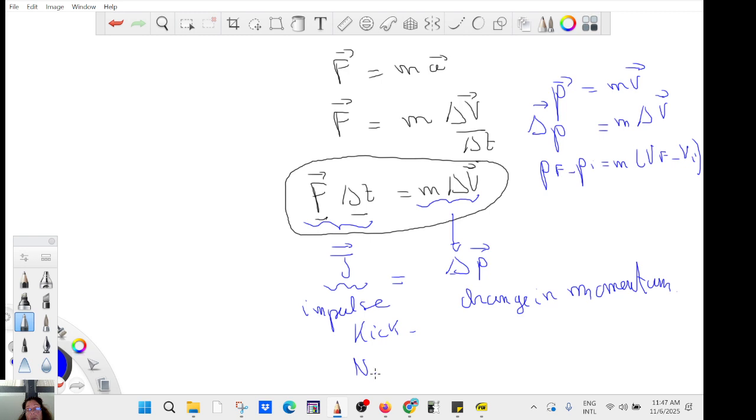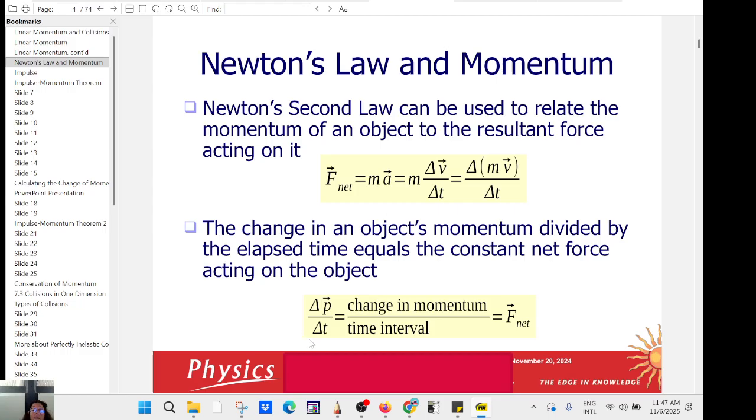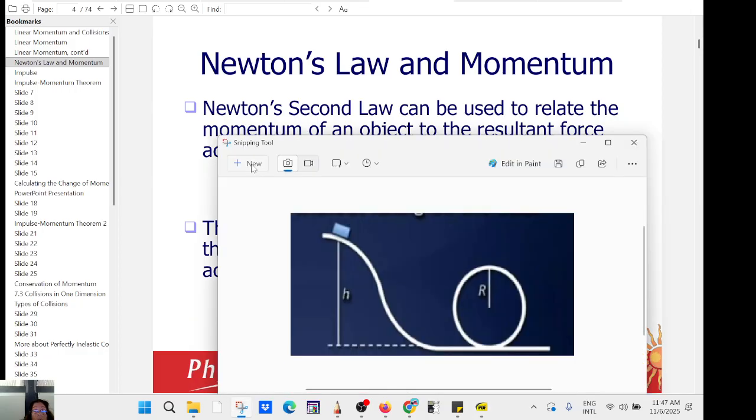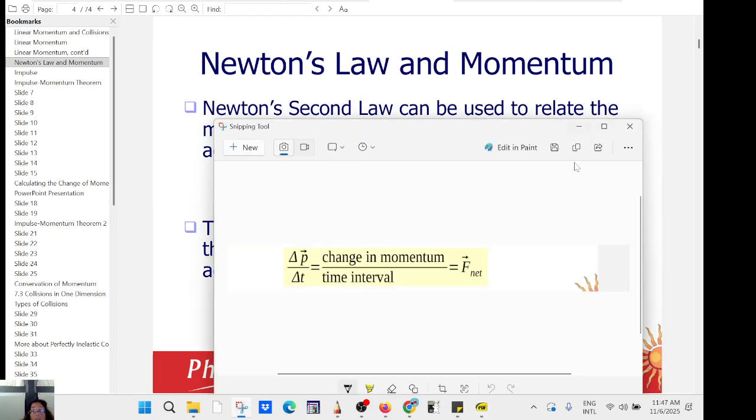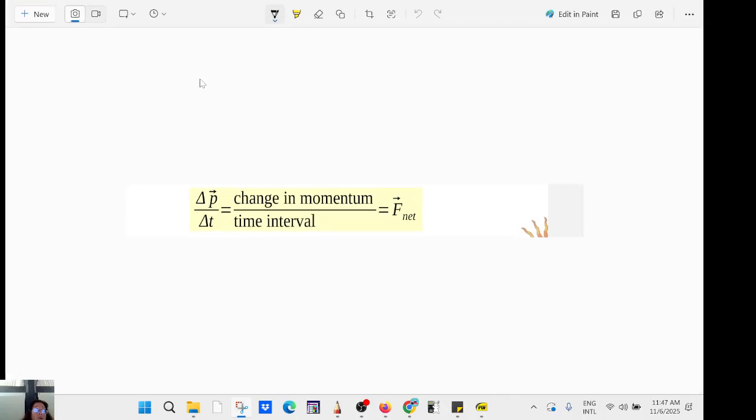Okay? So the impulse equals the change in momentum. The unit of impulse is newton second. The change in momentum is kilogram meter per second. It's going to be the same thing, because force is mass times acceleration. So it's just a different way to write Newton's second law. Now, if I use calculus, you have here delta P equals F delta t, or I can say delta P over delta t equals the force.